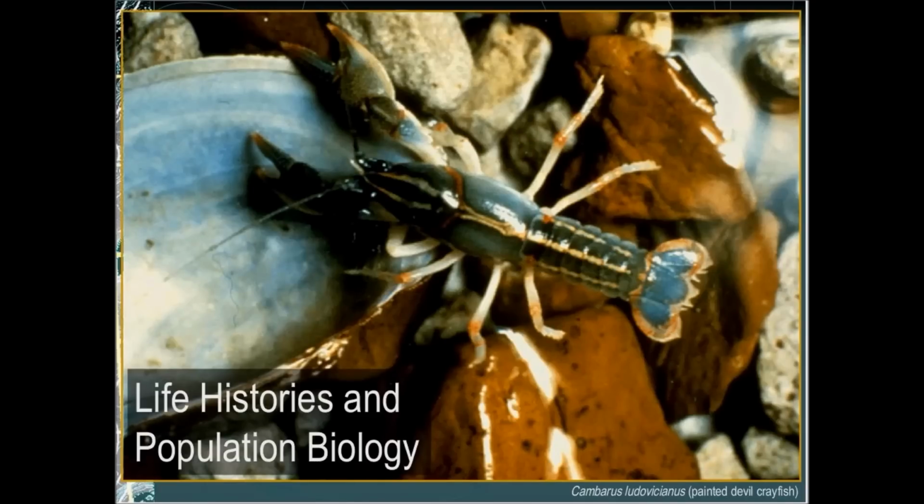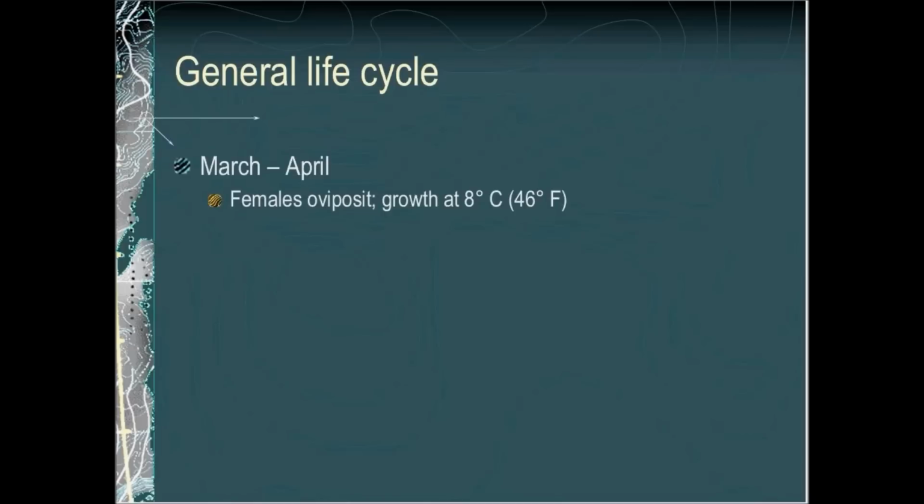So let's talk a little bit about the life histories and population biology of these guys. This is going to get a little busy, but I'm going to start in the spring because I love spring. I'm not a big fan of winter. Usually by the time March rolls around, I'm ready for it to start warming up and ready to go fishing again. So when the water temperatures hit about 8 degrees Celsius, or about 46 degrees Fahrenheit, these animals start to become more active. They come out, they start moving around, and at this point the females will oviposit, or lay the eggs.